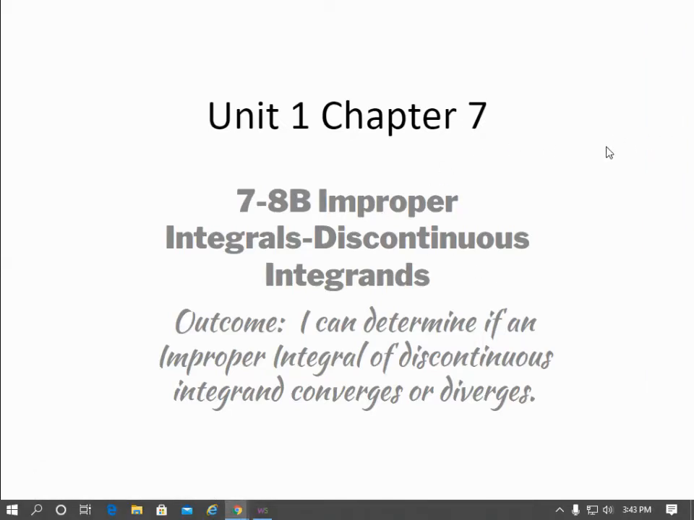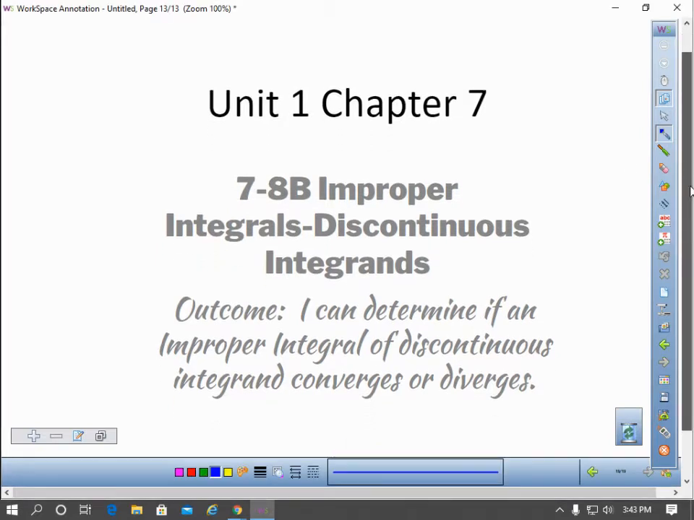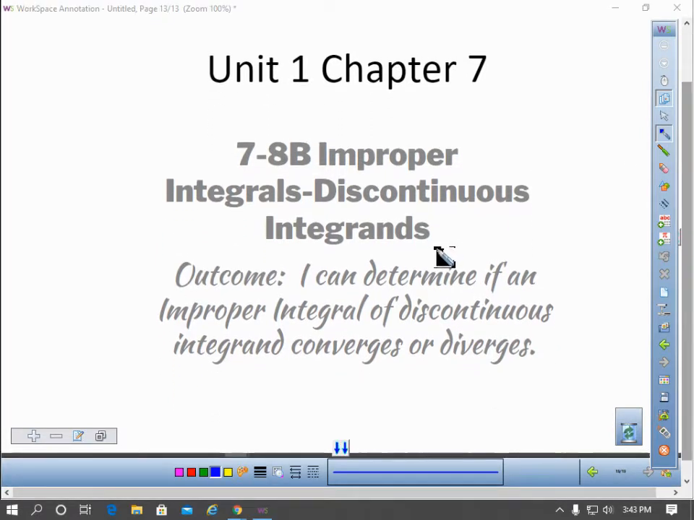All right, so now we're ready to talk about, hopefully, the second type of improper integral. There's just the two kinds. The first one we did was the infinite interval. So we did the ones where the infinity was on the interval. So now we're going to do improper integrals where we have a discontinuous integrand. So our outcome is I can determine if an improper integral of a discontinuous integrand converges or diverges.